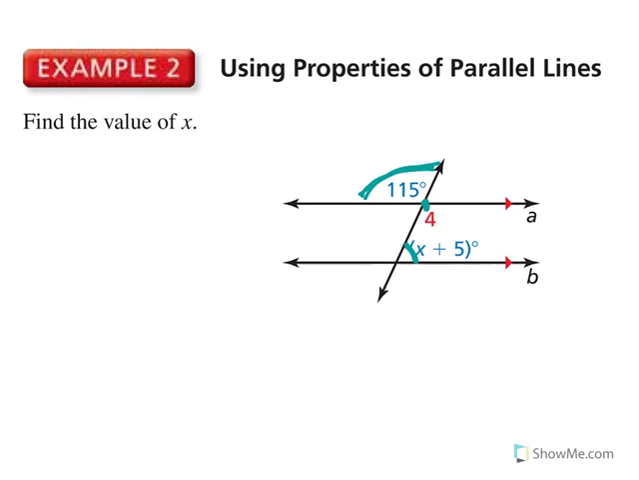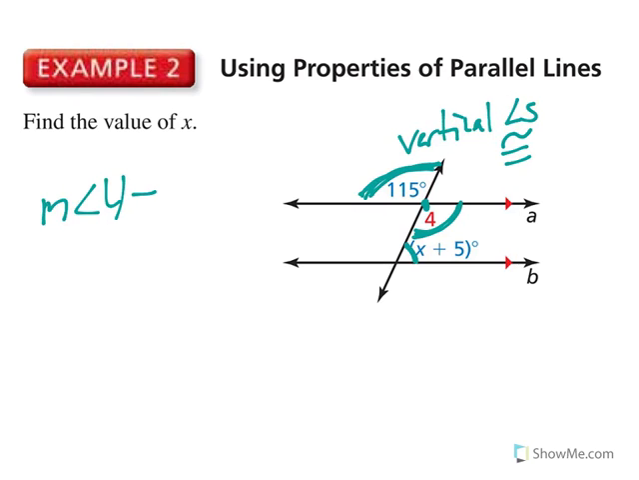But we do have this angle 4 here. Angle 4 and the 115 angle are formed by 2 intersecting lines. Remember, with 2 intersecting lines, the angles that are across from each other are what we know as vertical angles. And vertical angles are always congruent. So 115 and angle 4 are the same. So the measure of angle 4 is equal to 115 degrees.